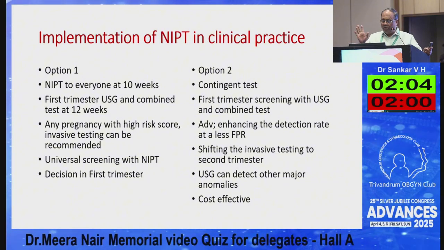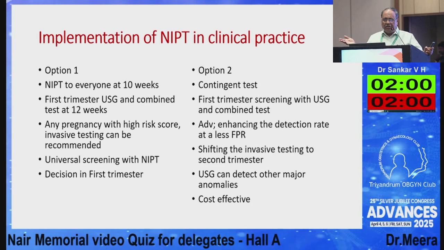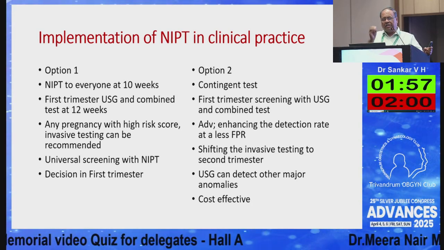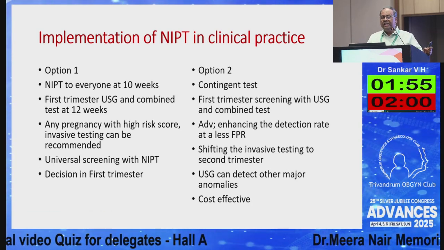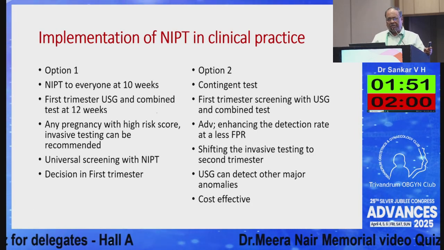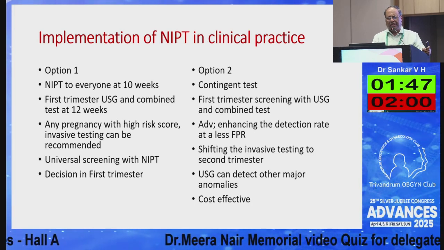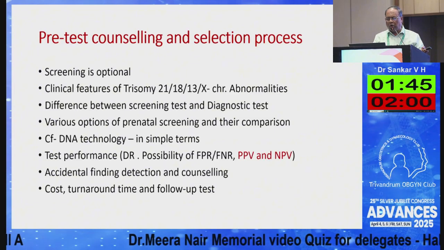The advantage is that it is universal in your population. We cannot say it is community universal. Whatever patient comes, a booked case at 10 weeks, you are doing it, and a decision in the first trimester can be taken. Option 2 is a contingent test: you do the first trimester screening, and at 16 weeks or so you do the test depending upon the positivity. There are advantages and disadvantages for both options.